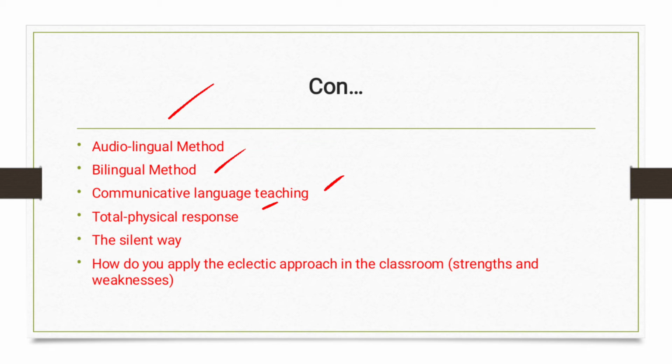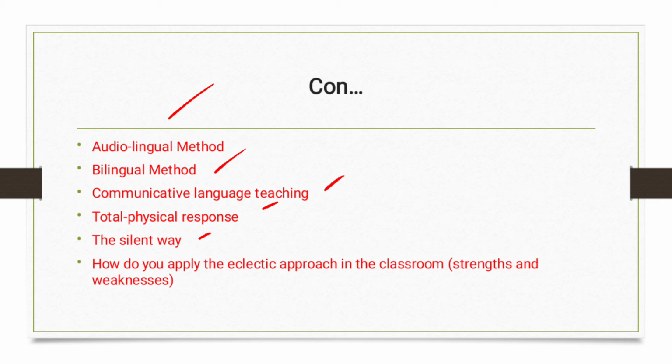And the seventh method is total physical response. It is based on the theory that memory is enhanced through association with physical response. And the last is the silent way. In this method, the teacher uses a combination of silence and gestures to focus students' attention, and it was developed by Caleb Gattegno. The eclectic approach is a term given to teachers' preference to apply an arsenal of teaching methods and approaches instead of just focusing on one method.